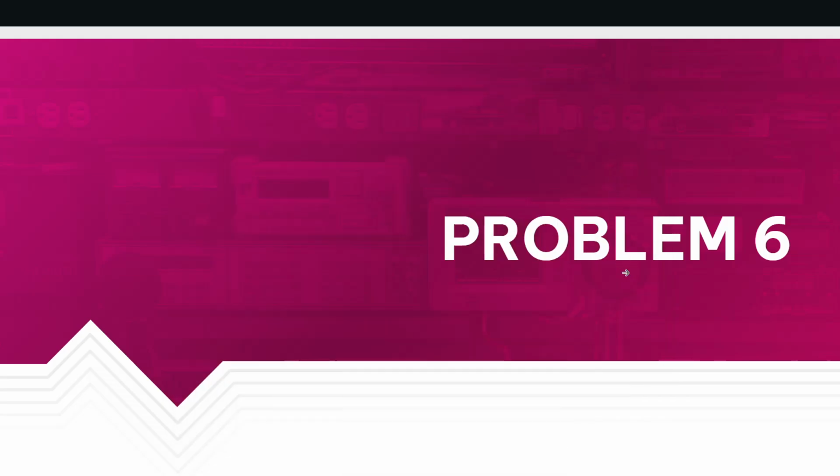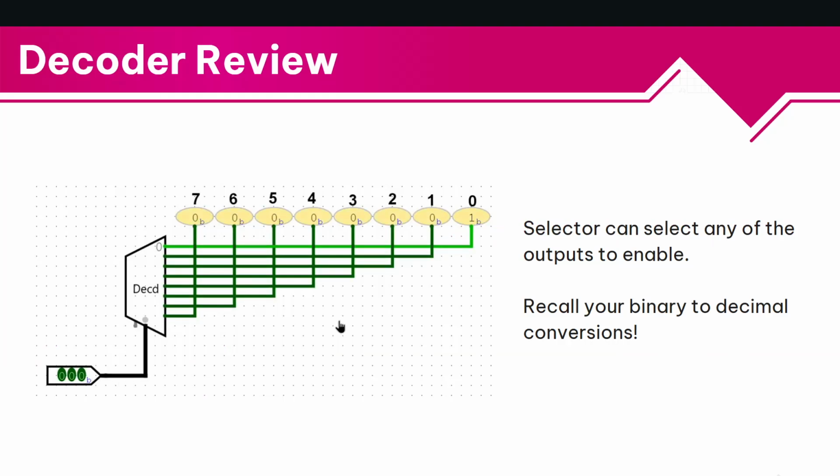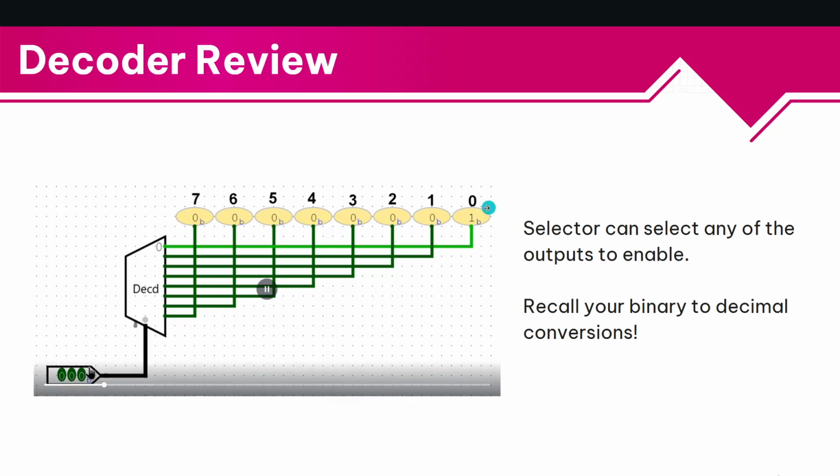Hi guys, so we're going to be discussing problem 6, but before that, we're going to review the decoder. So hopefully you remember your binary, but if not, we have 0, 0, 0, 0, 0, 1, 0, 1, 0, 0, 1, 1, and then 1, 0, 0, 1, 0, 1, 1, 1, 0, and then 1, 1, 1.